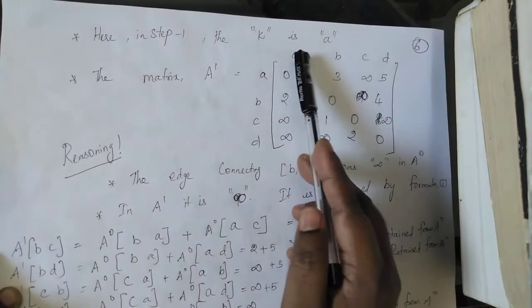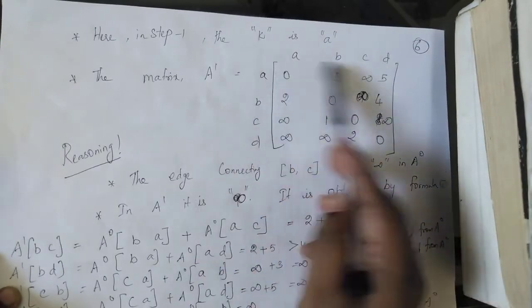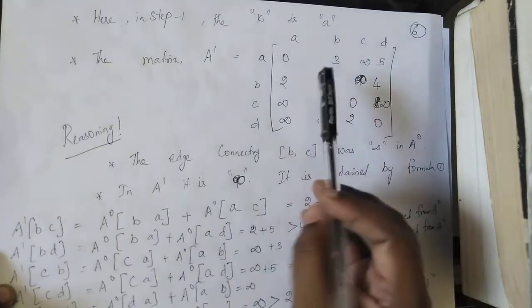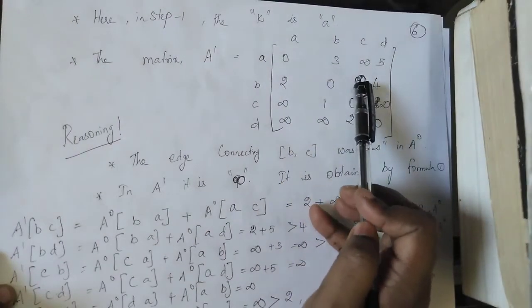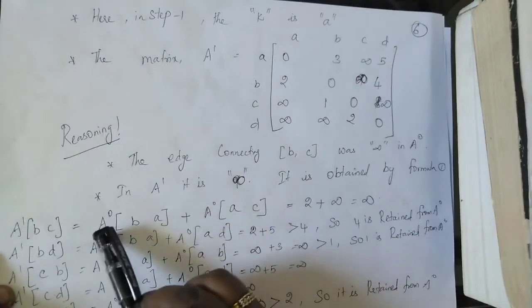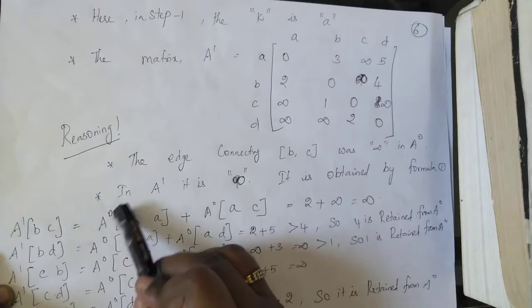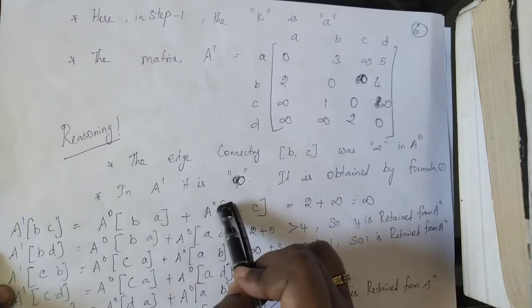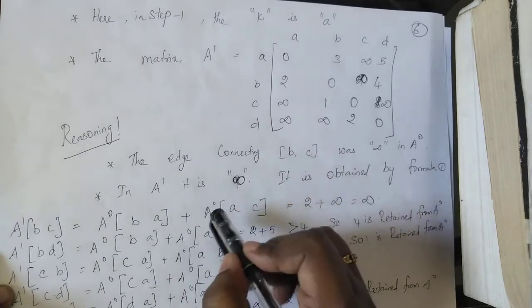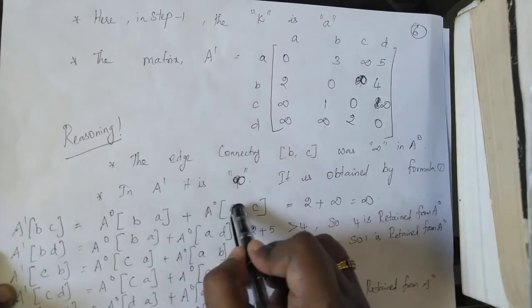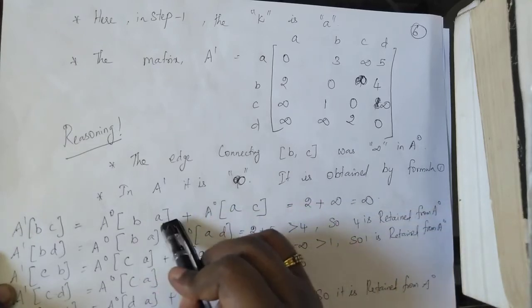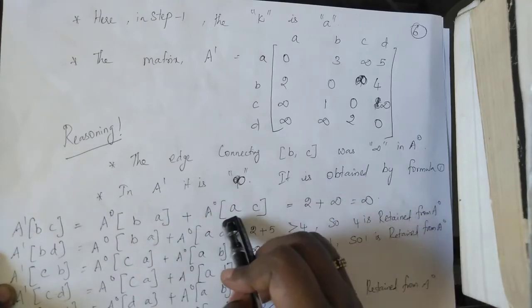So in step 1, as mentioned earlier, we are trying to find the shortest paths through A. That is how I arrived at this matrix, and the reasoning is given here. A1 of BC remains the same as infinity because we found A0 of BA plus A0 of AC. We introduced this A as we discussed previously, and we are trying to find whether there is a shorter path. BA in the A0 matrix was 2 and AC was infinity.